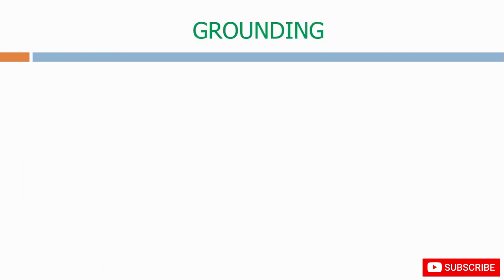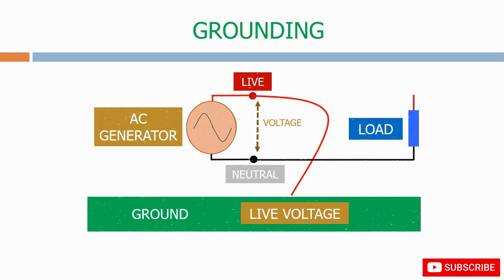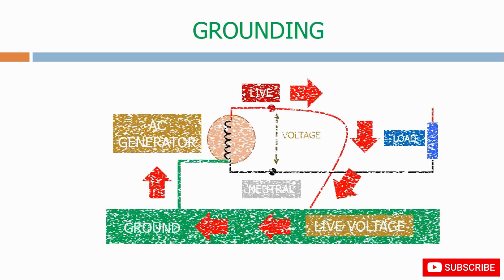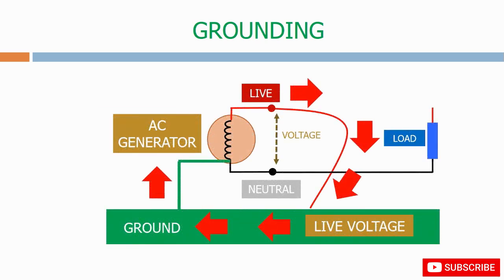In the next section we look at grounding. We start by going back to first principles and looking at what happens when we have a fault in an ungrounded system. We then use this scenario to compare it to a grounded system and look at the differences between the two.